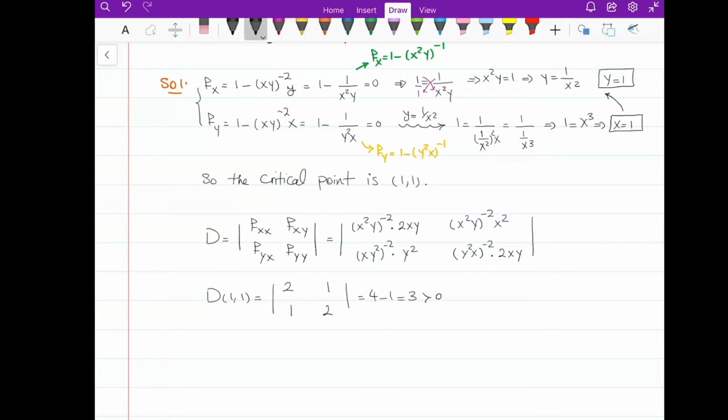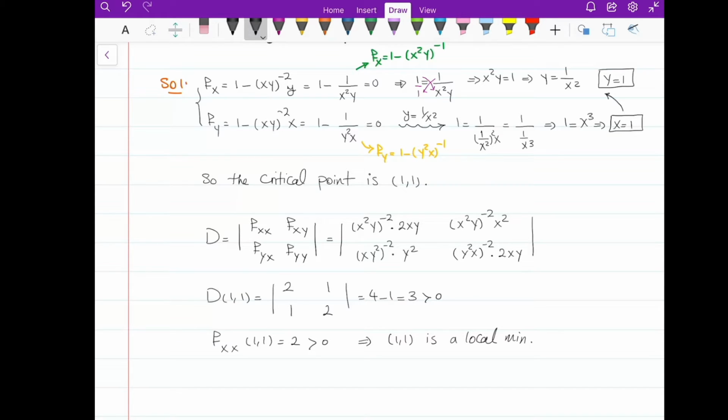So D is positive, which means that I need to take a look at fxx at 1, 1. fxx is this function in here. At 1, 1, it's just 2, which is positive. Therefore, the point 1, 1 is a local min.